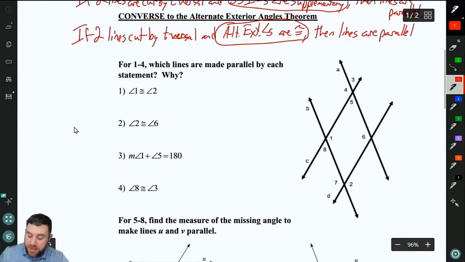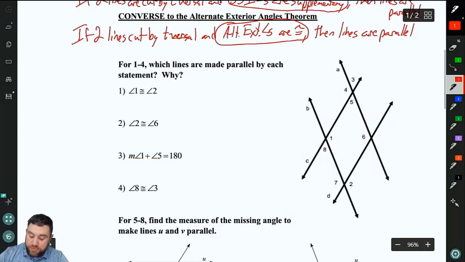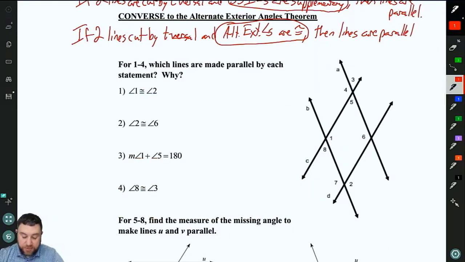So here we've got two pairs of lines. If we look at lines A and B, we've got a transversal there and a transversal there. If we look at lines C and D, there's a transversal there and a transversal there. So it's kind of an interesting picture.